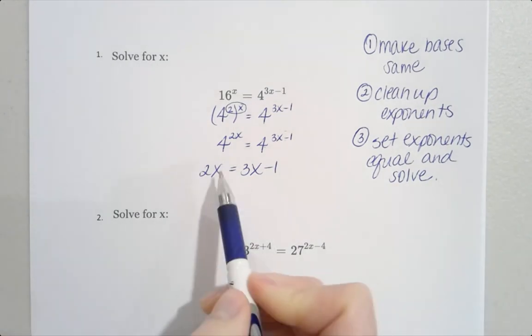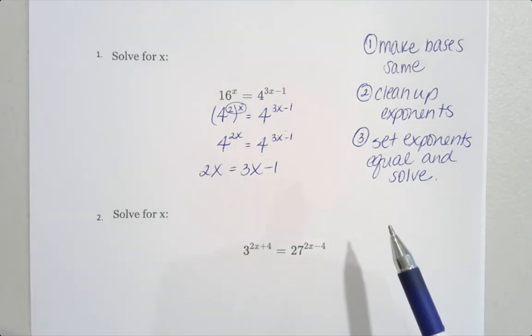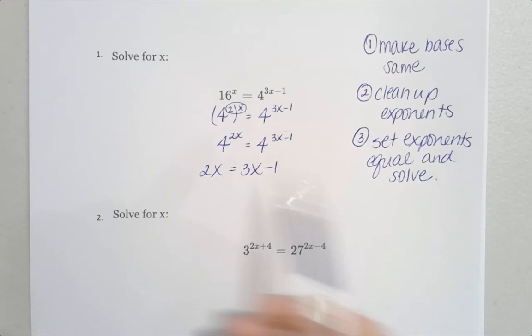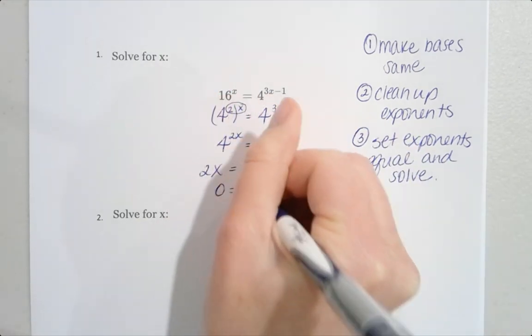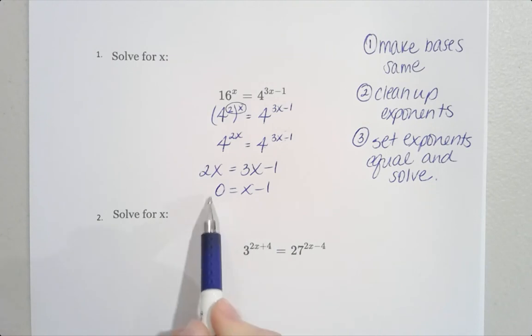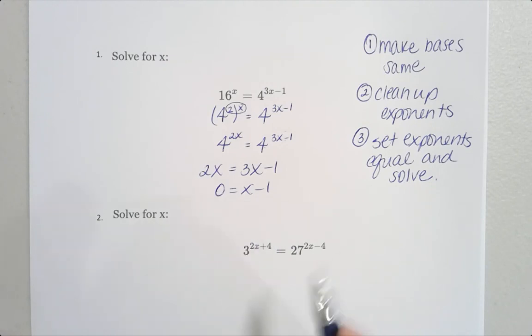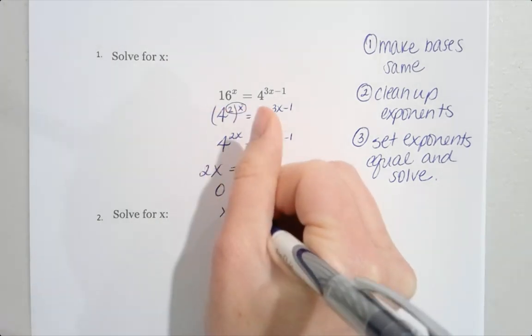All right, so 2x is equal to 3x minus 1. What I'm going to do is subtract the 2x over. I like to keep my x's positive, so I've got 0 is equal to x minus 1. I'm going to add the 1 over to the other side because I want to get that x by itself, so x is equal to positive 1.